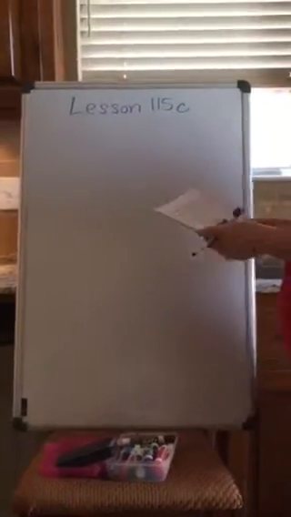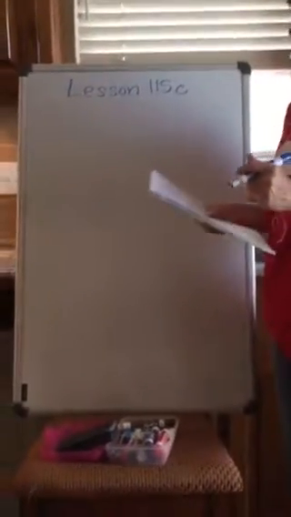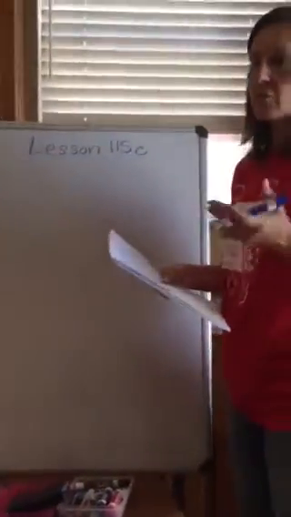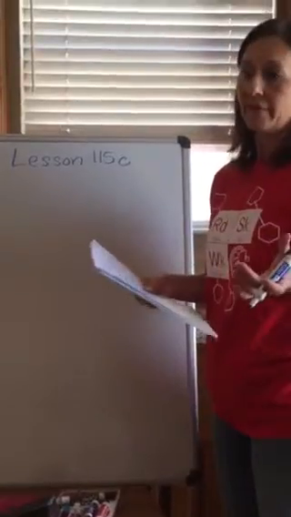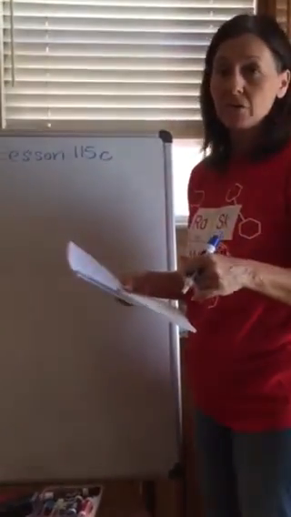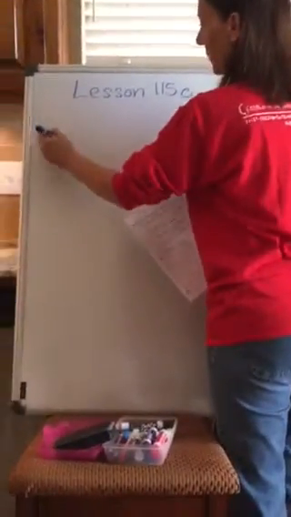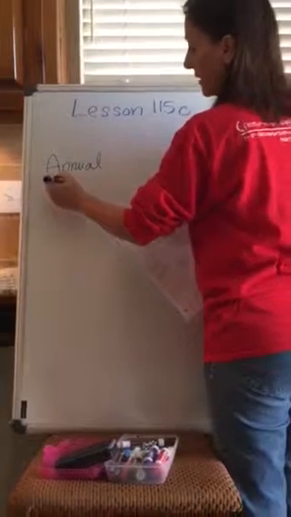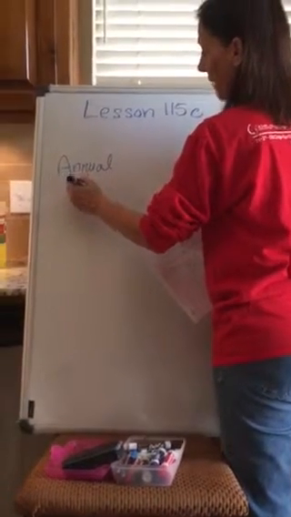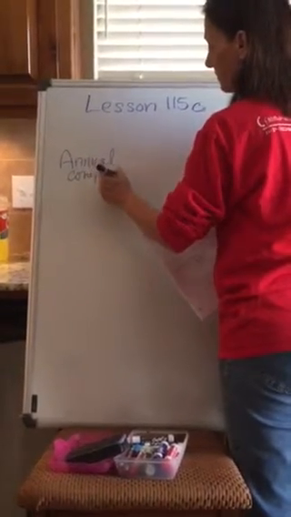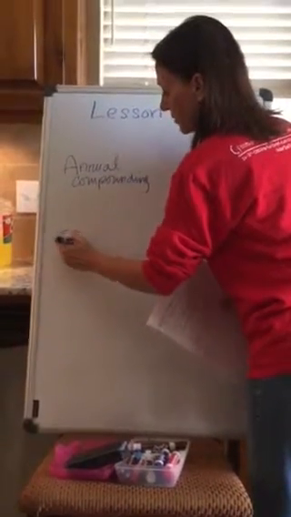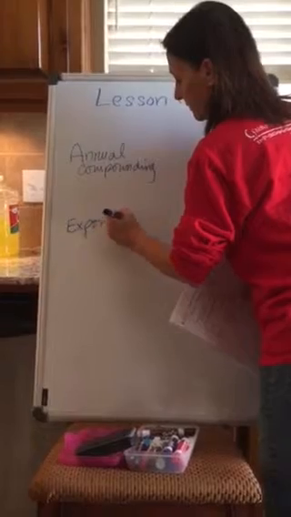Lesson 115C, the last part of lesson 115, is on interest and the compounding of interest. Historically, interest used to compound annually. Today, however, most interest is compounded exponentially. So I'm going to give you two formulas. One is for if interest is compounded annually, so it's annual compounding of interest. And the other one is exponential compounding.